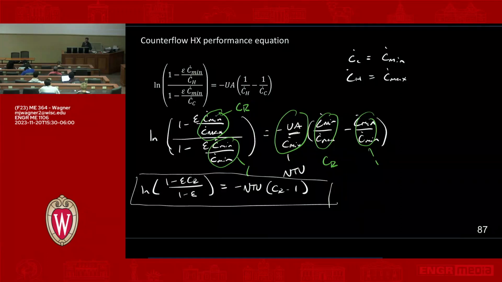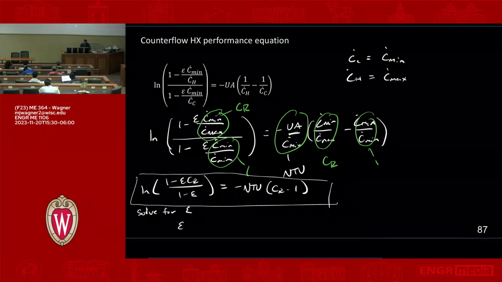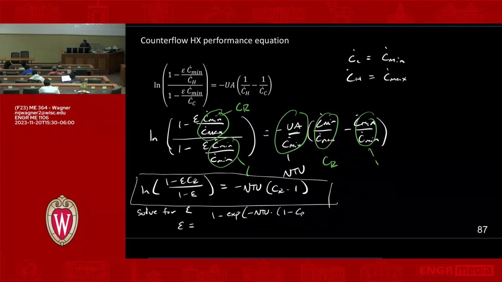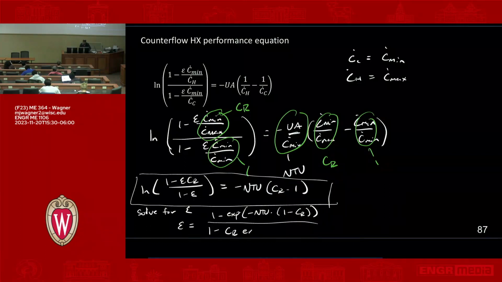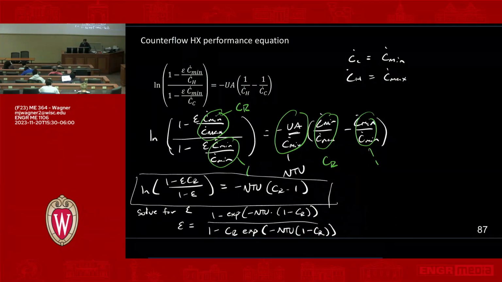And we'll use this as part of a system of equations. If we wanted to, which I'm sure we do, we want to solve for effectiveness directly. So if we solve this for effectiveness, we get effectiveness is equal to 1 minus exponential of minus NTU times the quantity (1 minus CR), divided by something similar, 1 minus CR times exponential of minus NTU times (1 minus CR). Now I could just plug in the NTU and get effectiveness directly. Remember, this is for counterflow. I'll show you on the next slide what the differences look like.